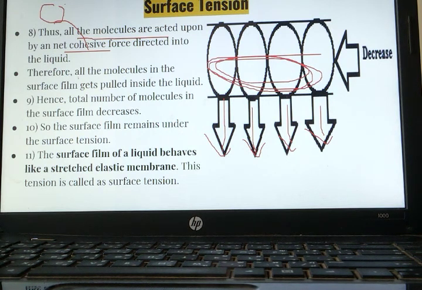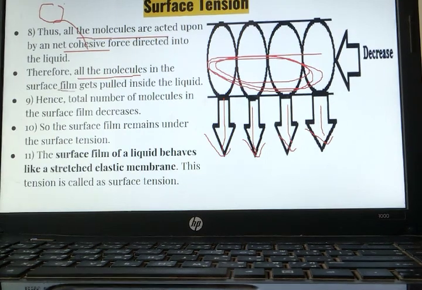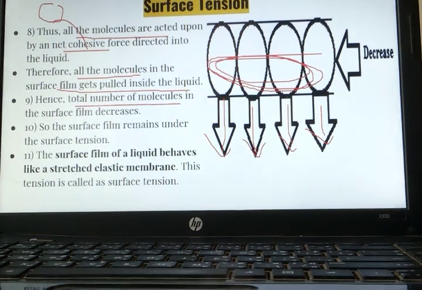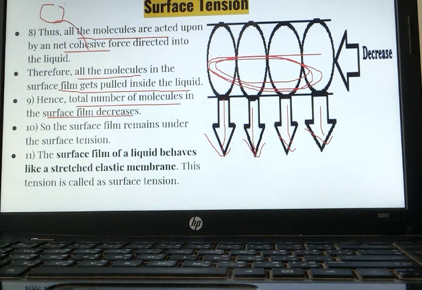So let us proceed. All the molecules in the surface film get pulled inside the liquid, hence the total number of molecules in the surface film decreases. Take for example, over here how many molecules are there? 1, 2, 3, 4 molecules are there.